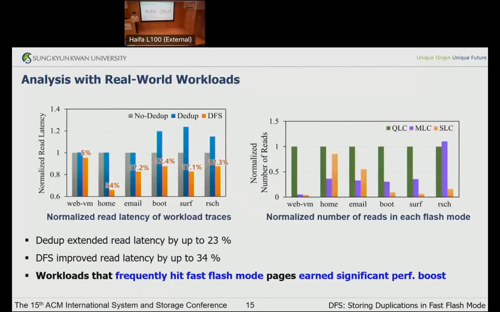Next, in the analysis of real-world workloads, we hoped to prove that DFS improved read performance. The left figure shows also normalized read latency. Dedup extended read latency by up to 23% in VDI traces, which are the three on the right. Dedup showed increased latency caused by degradation of sequentiality. DFS, on the other hand, maintained a lower latency in all scenarios because fast flash mode was used in some proportion. The right figure shows the normalized number of reads in each flash mode. We can conclude that the performance gain from DFS is proportional to the access frequency to the fast flash mode pages.